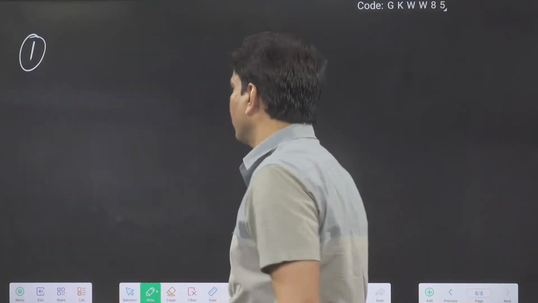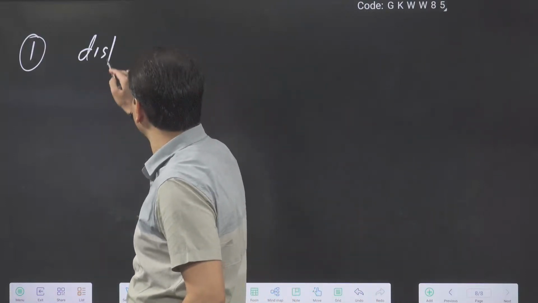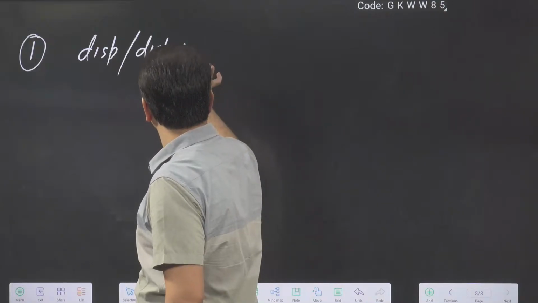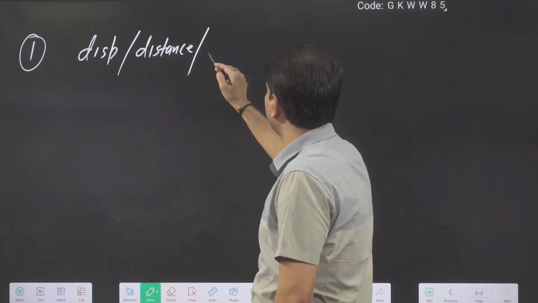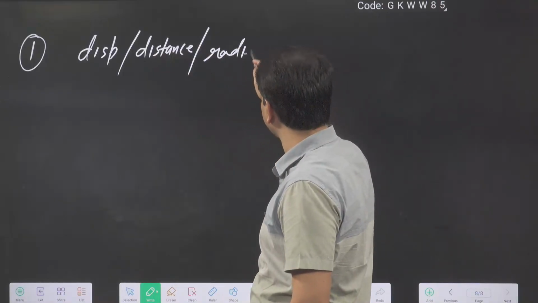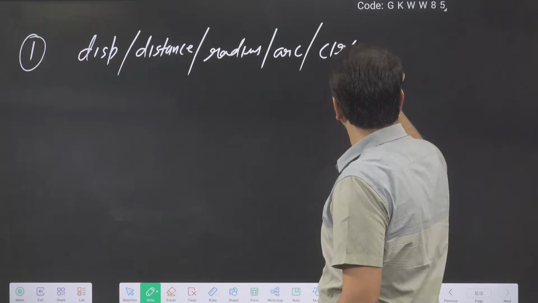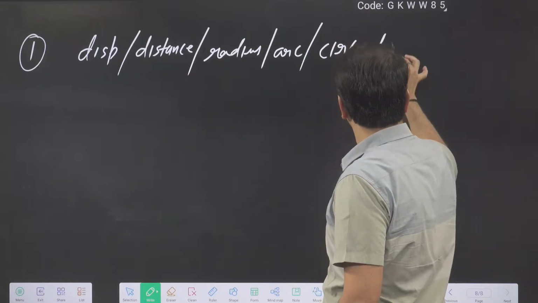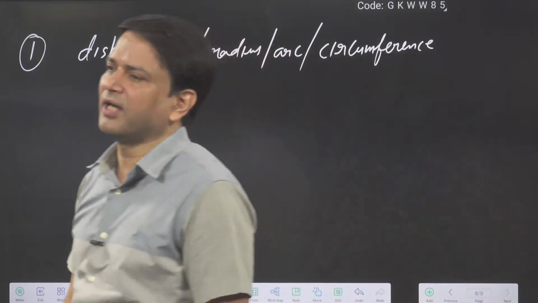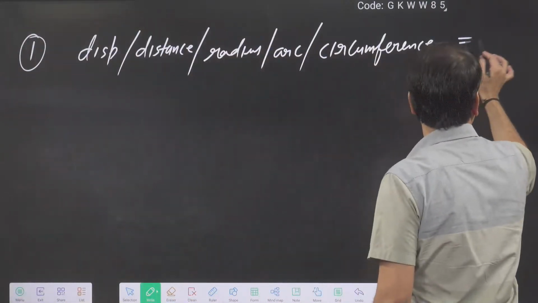Everybody knows distance, displacement, whatever we are saying, distance or displacement, or I'm saying length or radius, diameter, arc, circumference, basically all are representing the length. So what is the dimension? Dimension will be L.